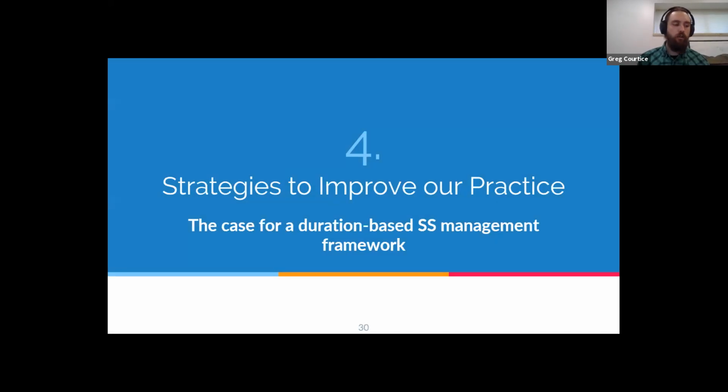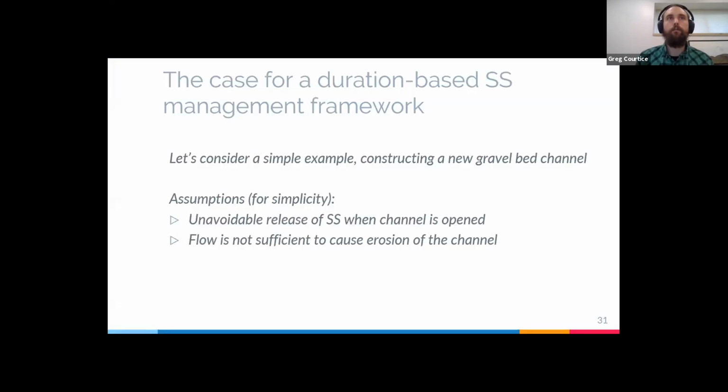So what can we do about all of this? What I'm going to do is make a case for a duration-based suspended sediment management framework that is being implemented under a few specific cases right now that the regulators are approving. This is something that can be done in addition to a few other suggestions that I'm going to provide for how we manage these projects moving forward.